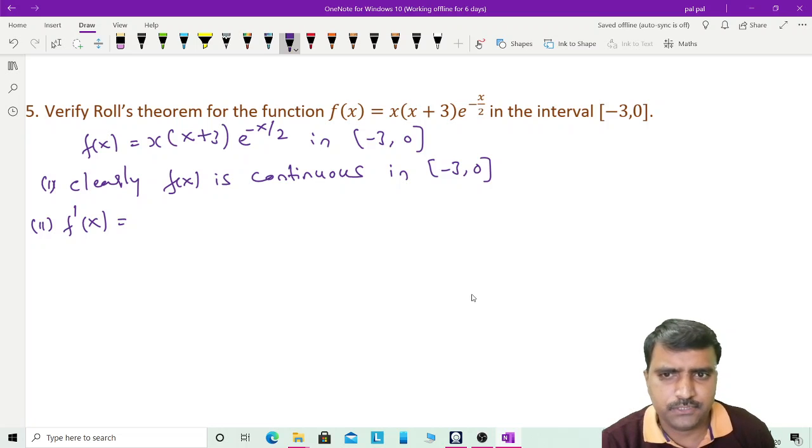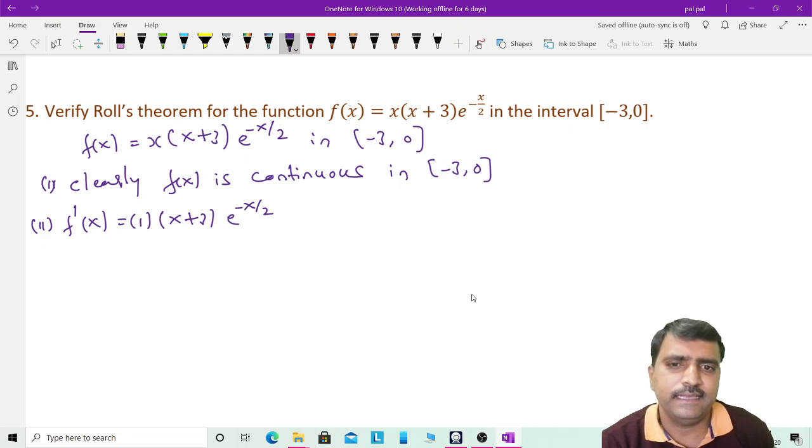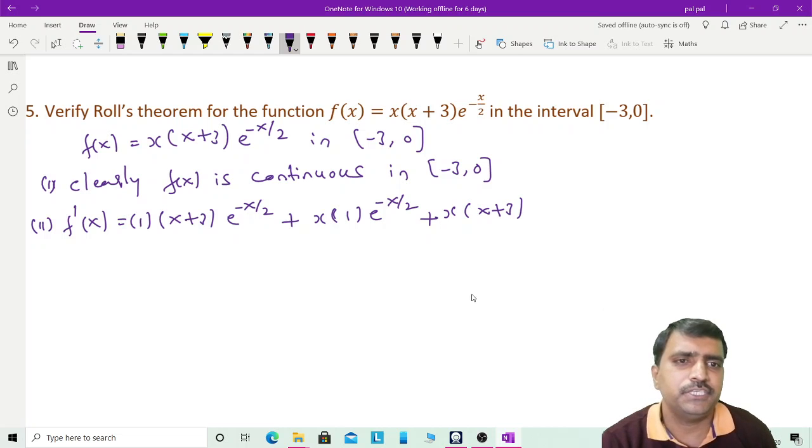So differentiation of the first is 1 into x plus 3 as it is, e to the power minus x by 2, you keep it as it is, plus next you write x as it is, differentiation of x plus 3 is 1 and e to the power of minus x by 2 as it is, plus in the last term you write x into x plus 3 as it is, differentiation of e to the power minus x by 2 is e to the power minus x by 2.